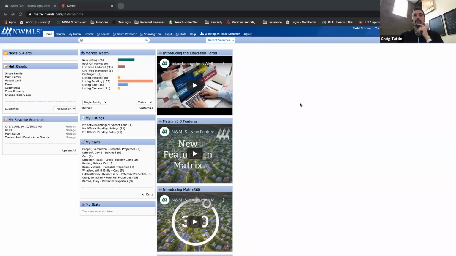Can everyone see the Northwest MLS screen? Perfect. These are some tools that are free to you with Northwest MLS, and you may be familiar with some of them. At first I was really familiar with the net seller sheet, but the financial tools here on the Northwest MLS, there's actually a lot more you can do with them.